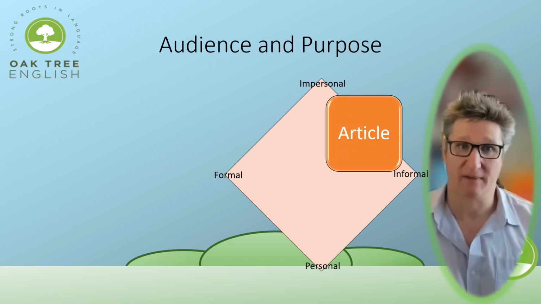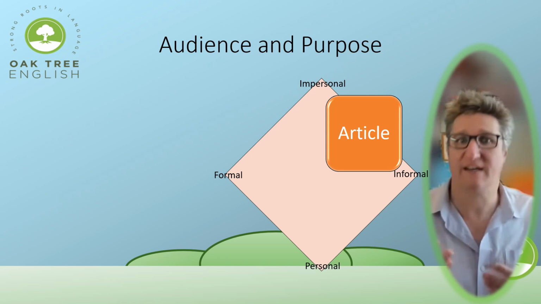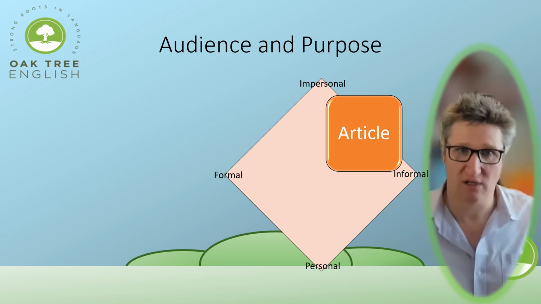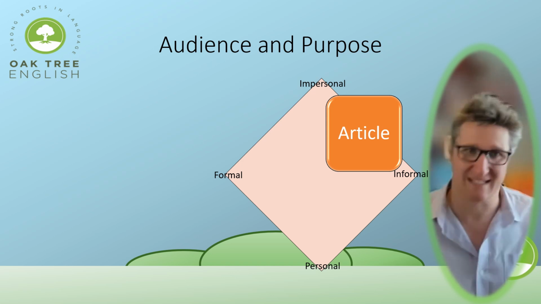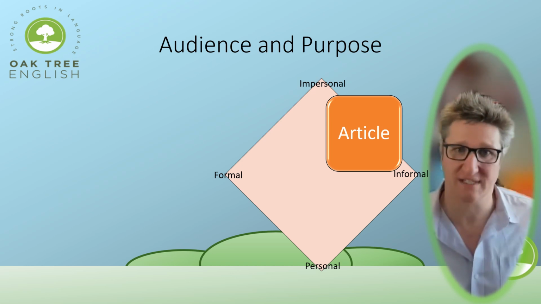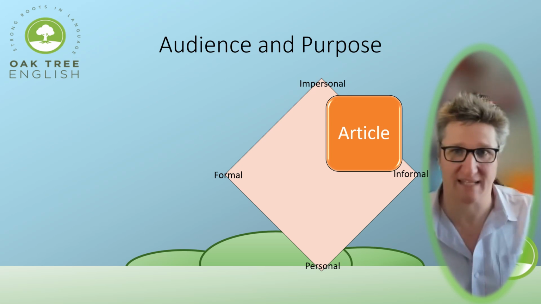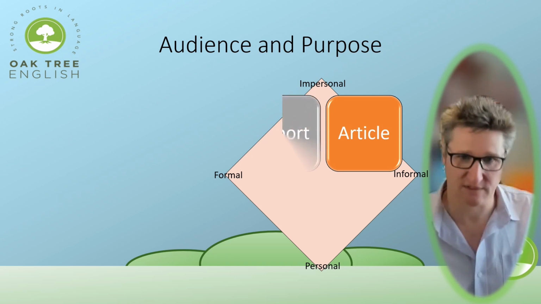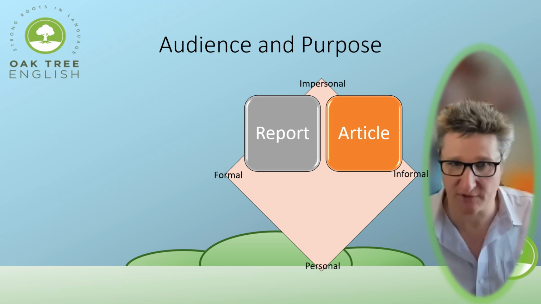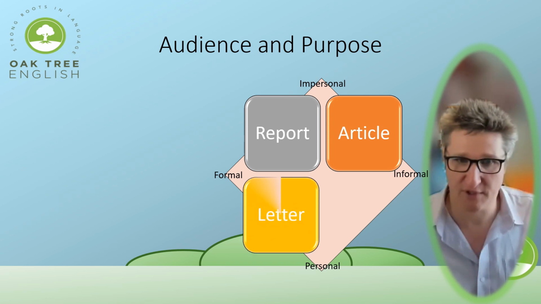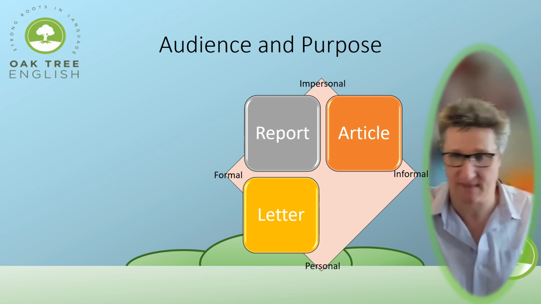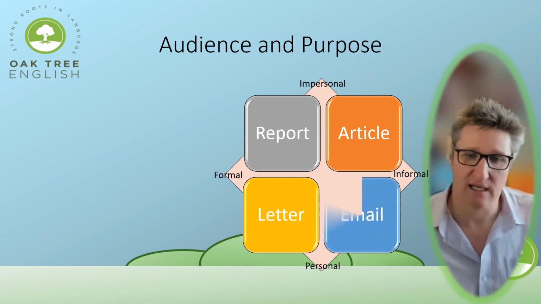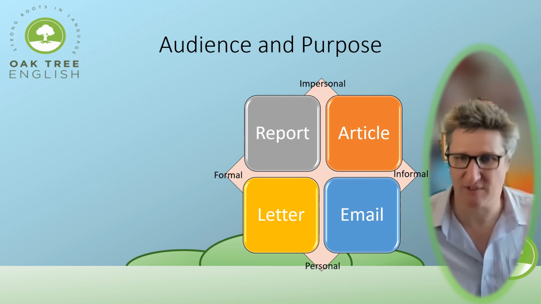This can change with the publication it's designed for. The Financial Times or an academic journal will have a higher degree of formality than something from a tabloid like the Sun or the Daily Mail. Let's just populate this for a moment. So impersonal and formal would be a report. Personal and formal might be a letter, for example, a letter to His Majesty the King, God bless him. And an email, of course, would be personal and usually informal.